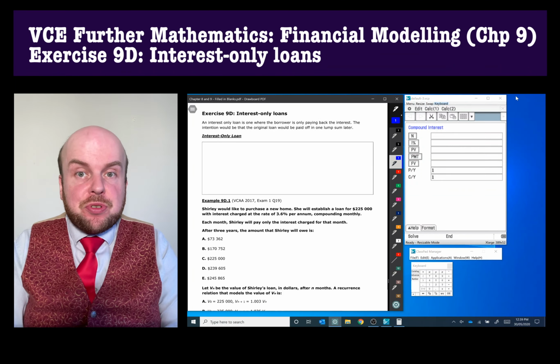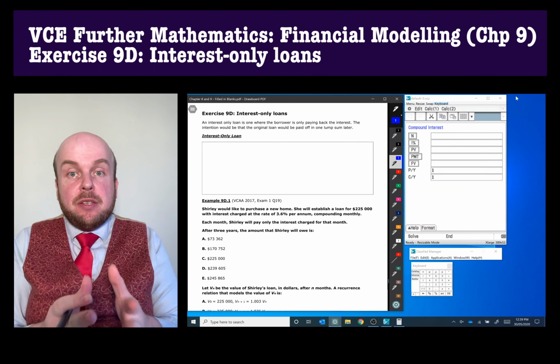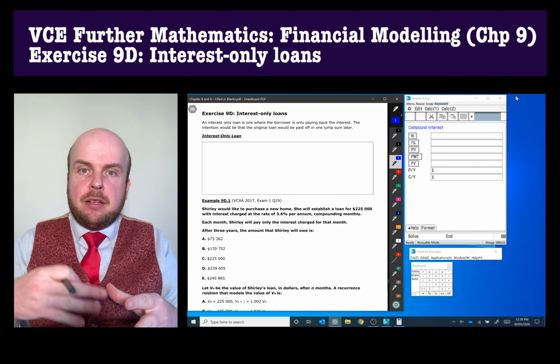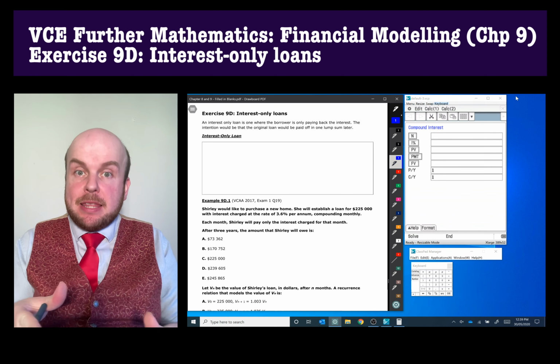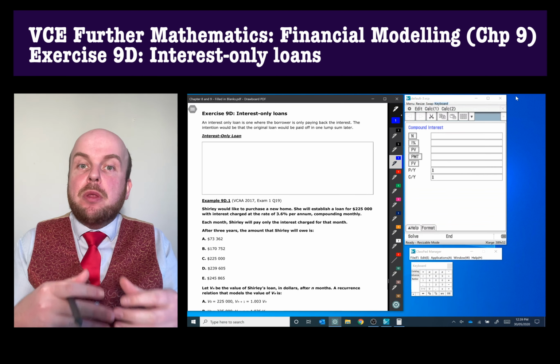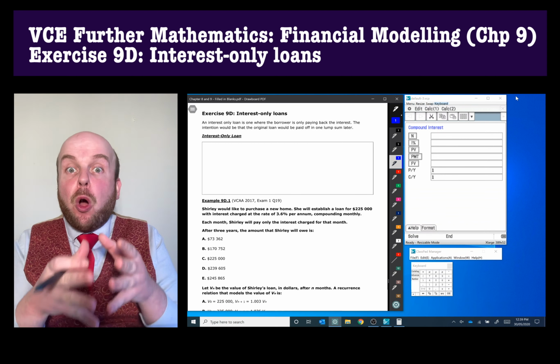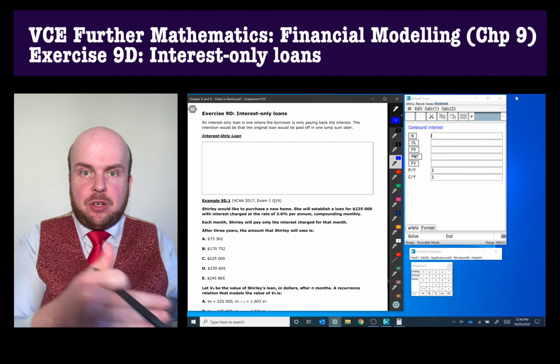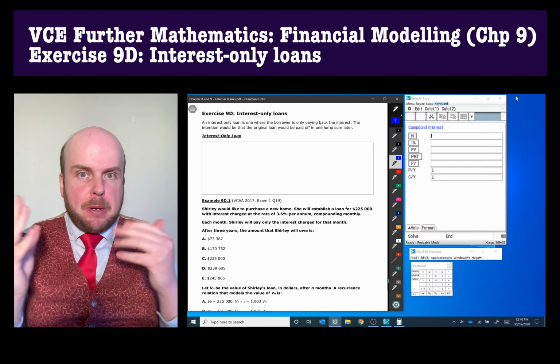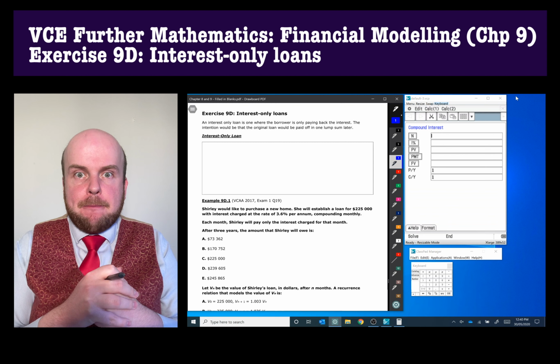Exercise 9D, interest-only loans. These problems are all relating to the fact of trying to work out what the monthly payment is, given that I'm only paying the interest. So in other words, the monthly payment that I'm taking back is only the interest that is accruing. And then we'll be paying back the loan as a lump sum later.